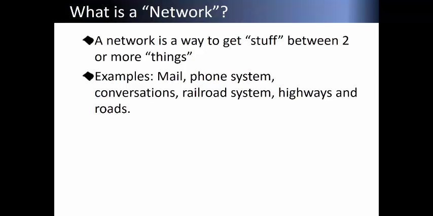Examples are mail, phone systems, conversation, like human conversation, or SMS through devices. The railroad system is a network, right? Two or more cities are connected. Bus systems, highways, roads, any kind of network, right? The nervous system in the human body is also a network, right?